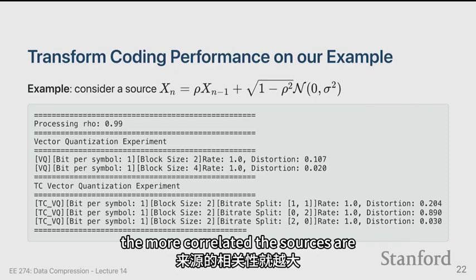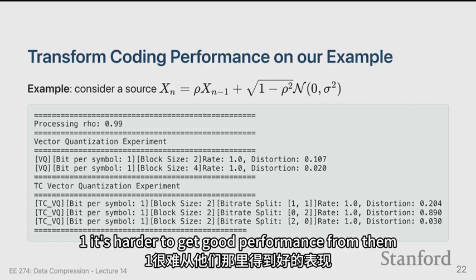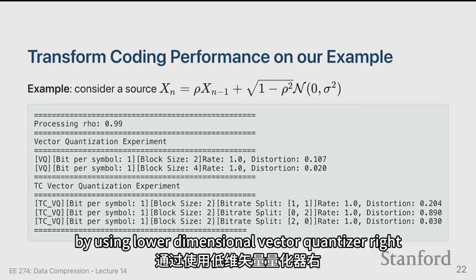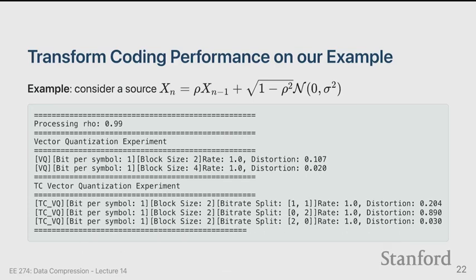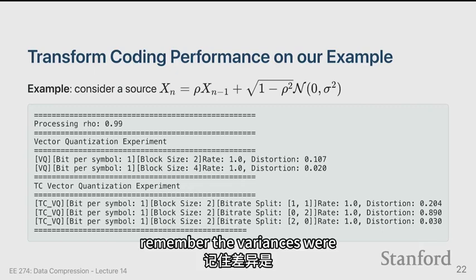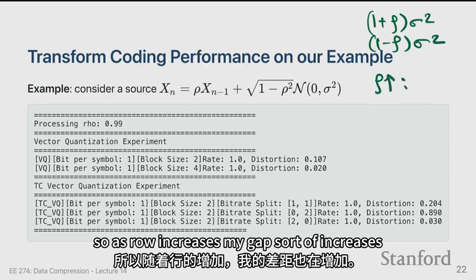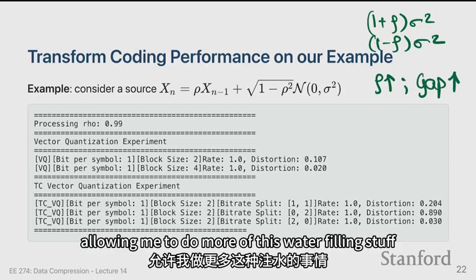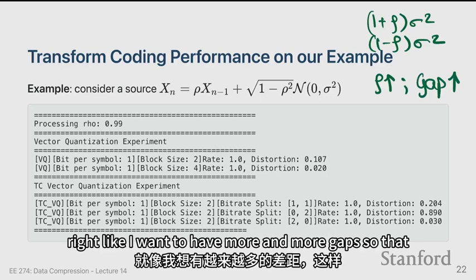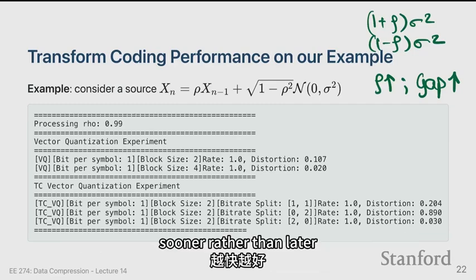Because the more correlated the sources are, there are two things. One, it's harder to get good performance from them by using a lower dimensional vector quantizer, right? But the main point is, as you change your rho, remember the variances were 1 plus rho sigma square and 1 minus rho sigma square, right? So as rho increases, my gap increases, right? So that's allowing me to do more of this water filling stuff, right? I want to have more and more gaps so that I can just throw away the lower variance component sooner rather than later.